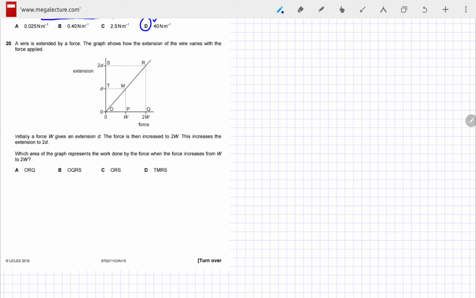Question number 20, we're given a wire that is extended by a force, and the graph shows the extension of the wire varying with the force applied. We're given that initially a force W gives an extension of D, which is this part right here, and then it is increased to 2W, and this will increase the extension to 2D.